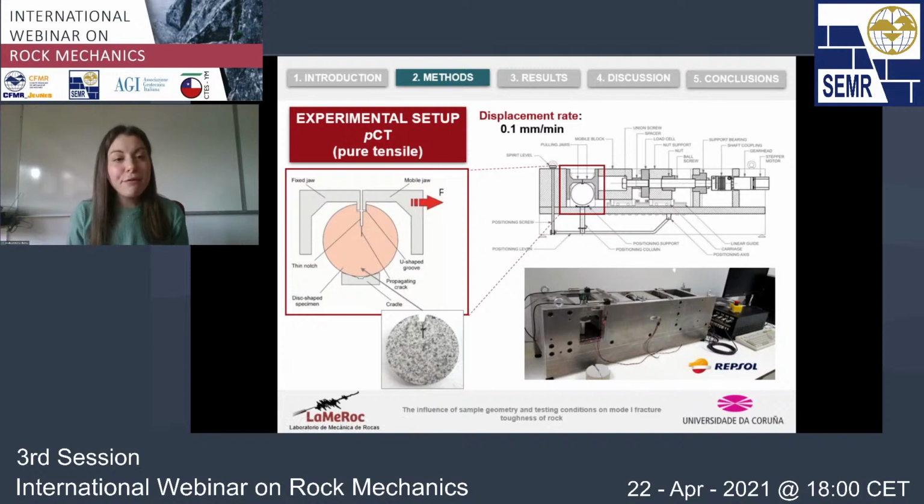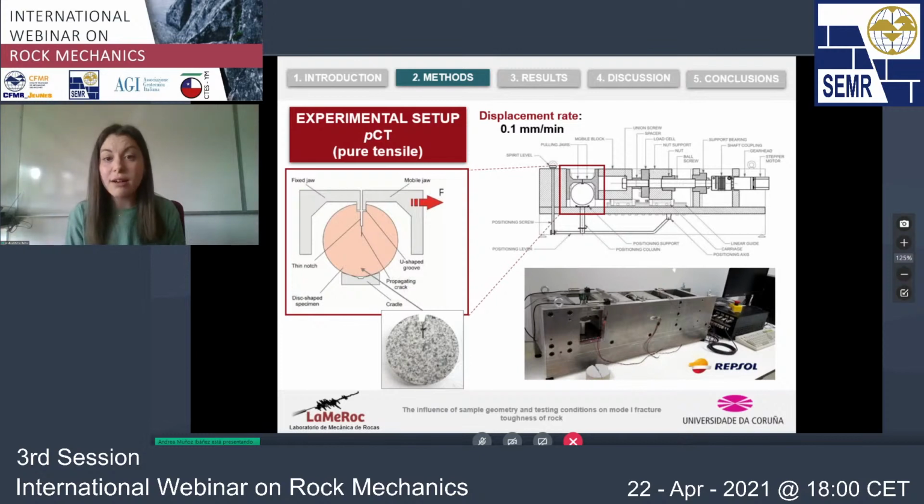So the left jaw remains constant, and at the same time, the one on the right is pulled away at a constant displacement rate. So we have a tensile stress here that appears at the level of the notch tip, and the fracture propagates here along the ligament plane vertically. So we have used the same displacement rate in these experiments as in the case of the SCV to avoid any discrepancy in this regard.